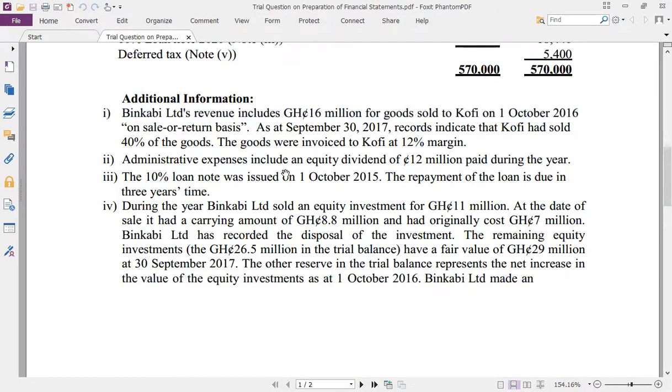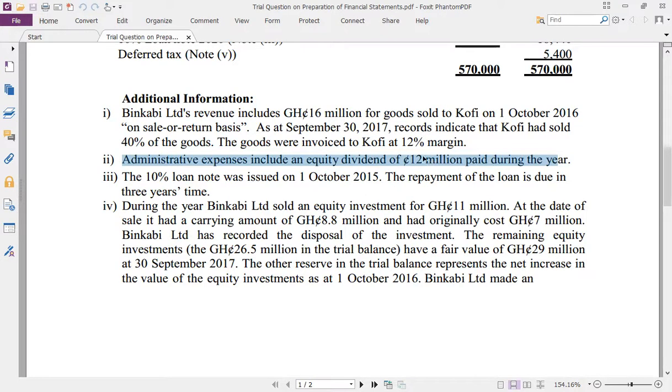The administrative expenses include an equity dividend of 12 million paid during the year. This is a typical error. Equity dividend or ordinary dividend, financial dividend, they are not operating expenses. They are not admin expenses. They are what? Equity items, or statutory expenses, which should be reflected in where? The changes in equity. So this is an error.